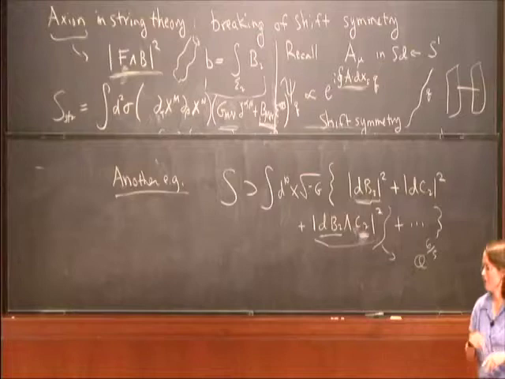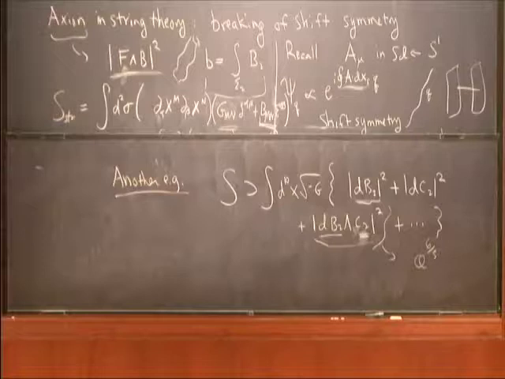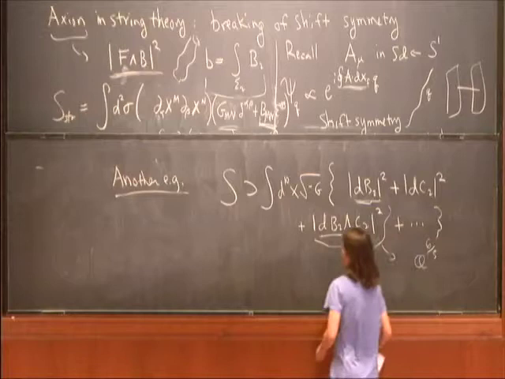I'll turn to this other class of examples that I want to cover briefly. So if there are any further questions about the axion case, let me know. Oh, this is called monodromy. Okay. So this is called monodromy.